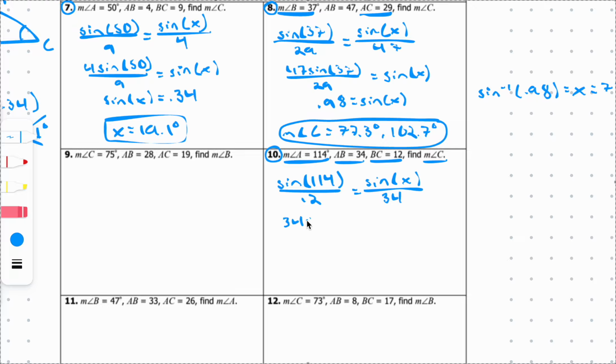I'm going to keep on writing it out just so you can see. And that's equal to sine of X. So now we evaluate that left side, so 34 times sine of 114 divided by 12, and I'm getting 2.58 equals sine of X. Now let's just take a second and think about this.